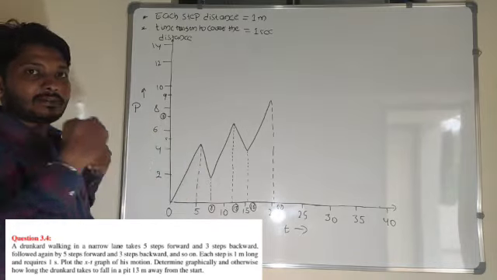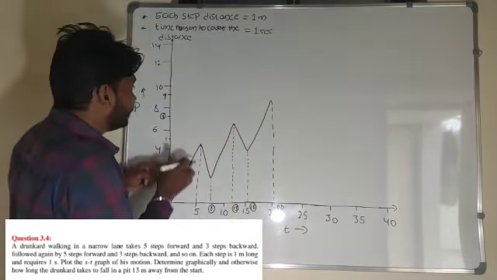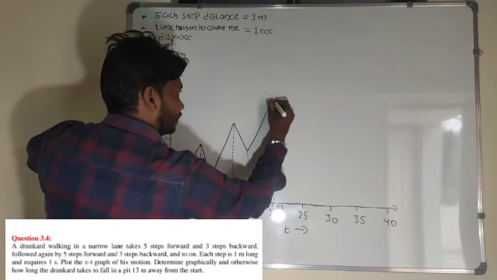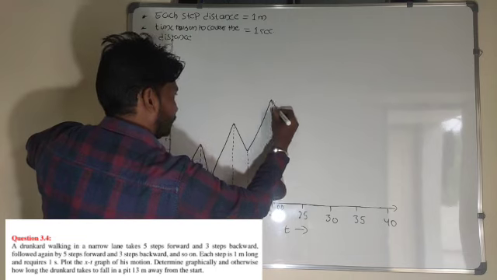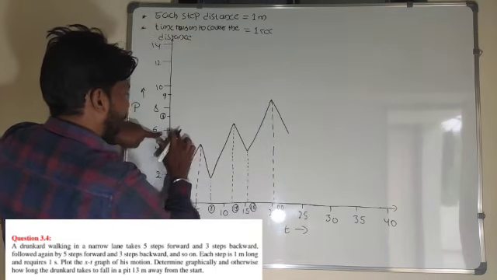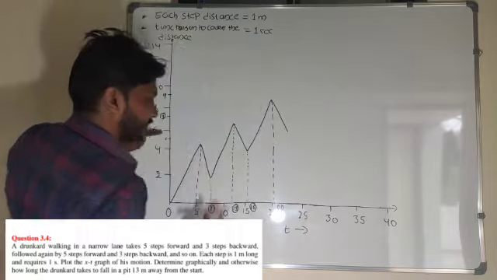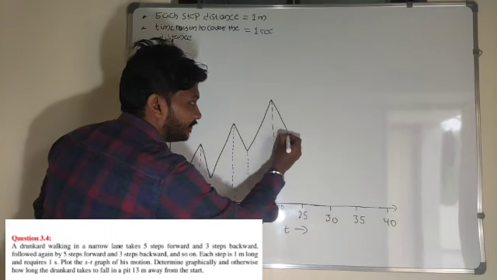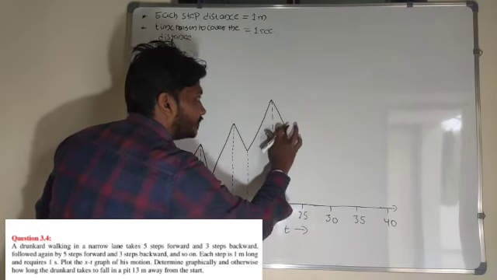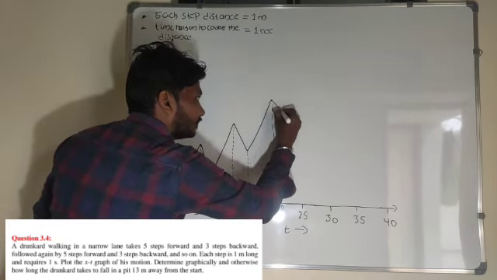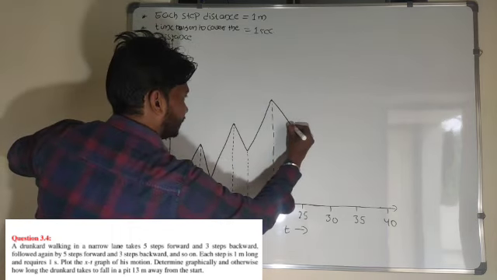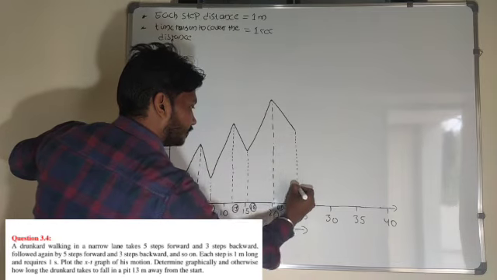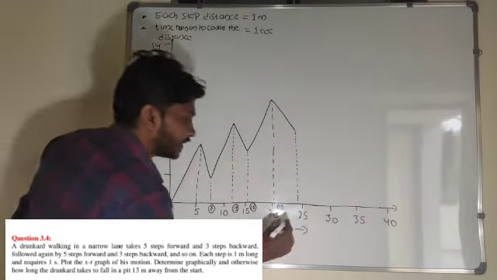Again 3 steps backward here. Again 3 steps backward means 9 minus 3 here. So that is 6 meter. Look at here, y-axis, 6 meter. Again, what will be the time taken? Already 21 seconds here. So 21 plus 3 here. Look at here, 21 plus 3. So that is 24 seconds here.